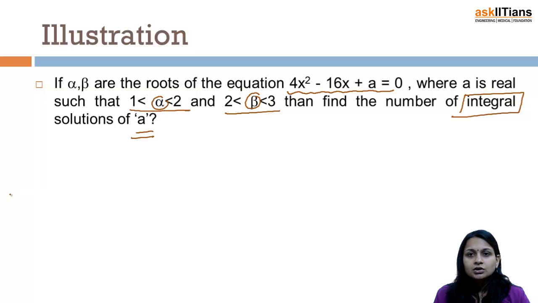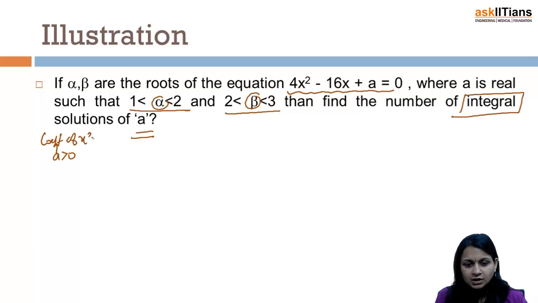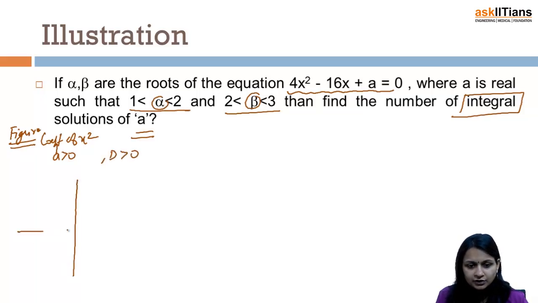Okay. So first of all, I'll draw my figure. We can see that the coefficient of x square is positive and there are two roots. So a is greater than 0. Here a means the coefficient of x square. I always try to draw my figure, so this is the effort that I am doing for the figure. So the coefficient of x square is positive, the discriminant D is also greater than 0, so the graph will look like this.